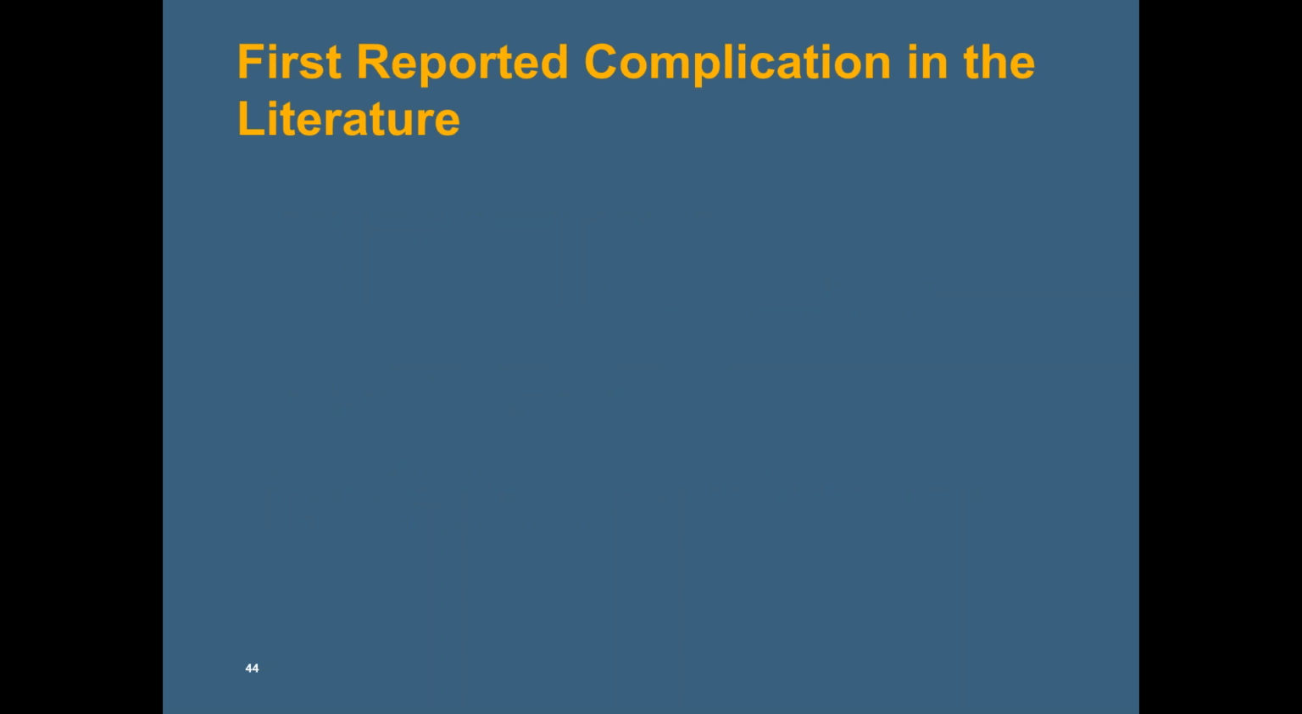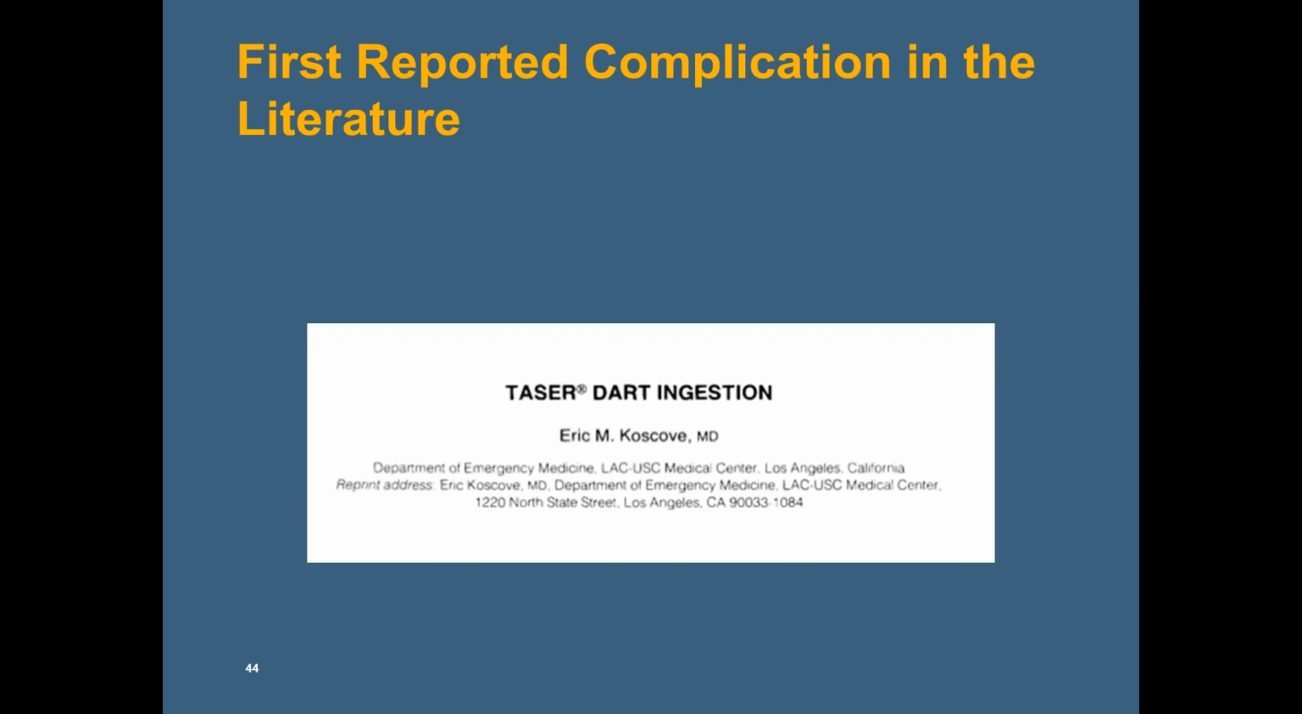And this is a discussion of the first reported complication in the literature regarding tasers, and this is an individual who actually ate the taser dart that he had been tasered with. So yeah, looking through the literature, this was the first case report of an injury or an adverse event with a taser dart. So someone actually ate it.